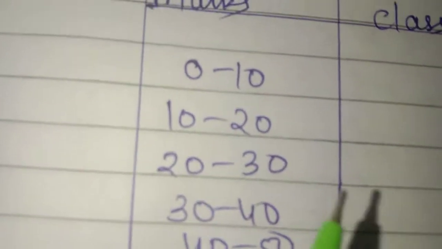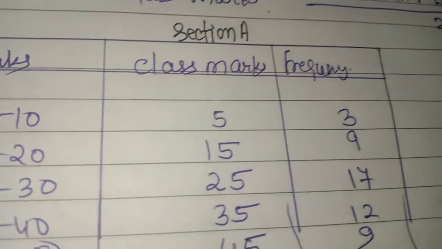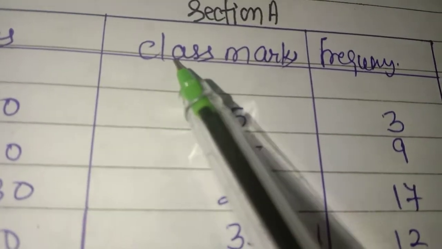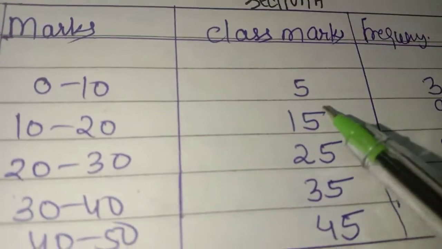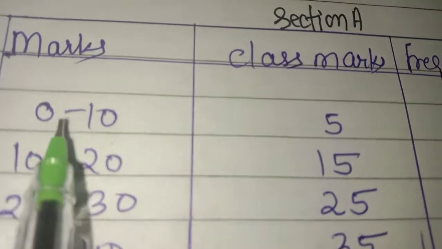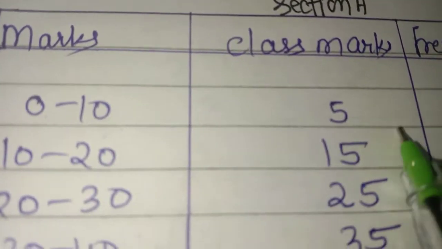Okay, see, the marks have been given as 0 to 10, 10 to 20, 20 to 30, 30 to 40, 40 to 50. Okay, I am solving question number 6. Then our next column will be class marks. How did I get 5 here? Adding 0 plus 10 divided by 2, it is 5.